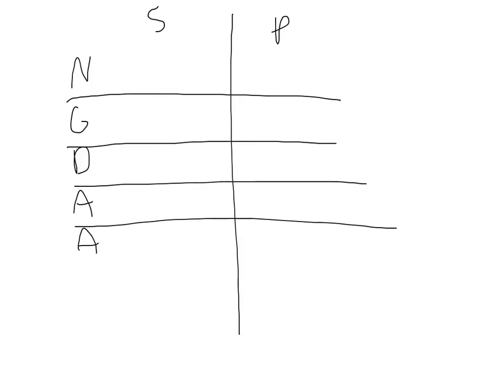For first declension Latin nouns, I created a table with the left side having our singular endings and the right side having our plural endings. And then I've labeled the five cases. We have nominative, genitive, dative, accusative, and ablative.